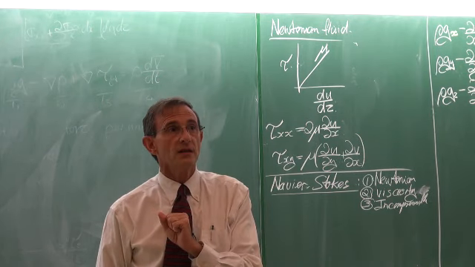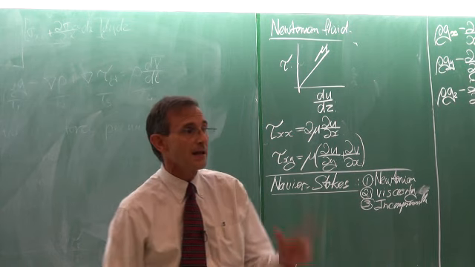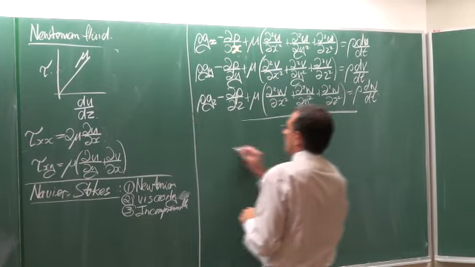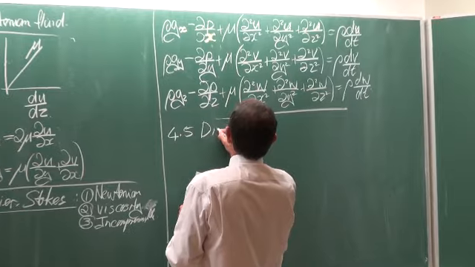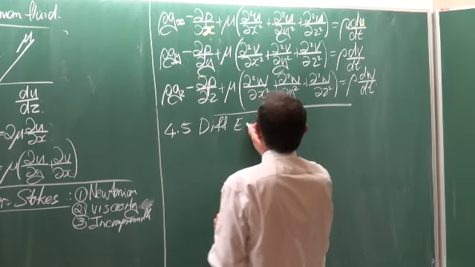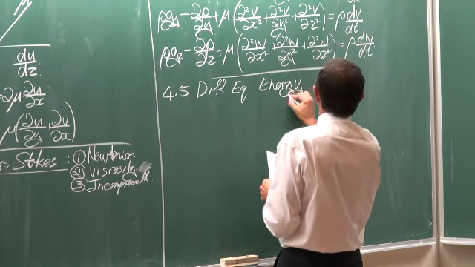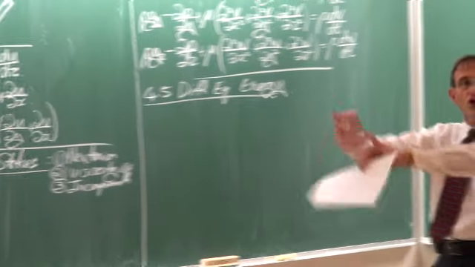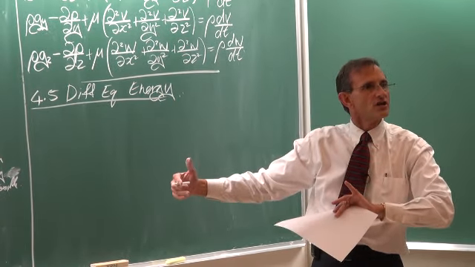Okay, that was the derivation of the momentum equation. The next one is the derivation of the energy equation. Okay, 4.5. Differential equation for energy. Now, we're not going to write down everything. I'm just going to start and then I'm going to give you the result.